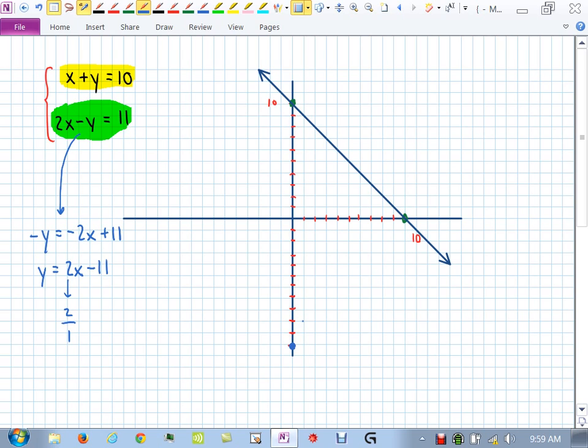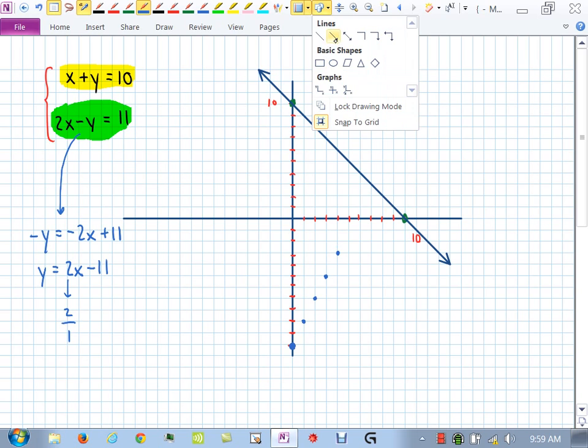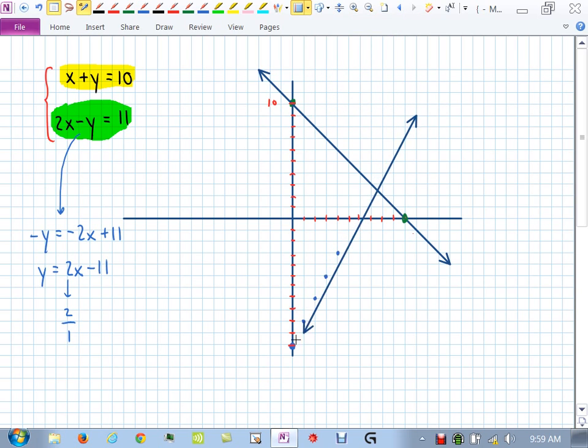Up 2, right 1. Now I'm going to do a couple of these points. Up 2 to the right 1 again, and again, just enough where I can draw a pretty straight line. And now I'm going to come in here with my line. I have to try and get these to line up. Man, that's not bad. Well, actually, it's not that great.